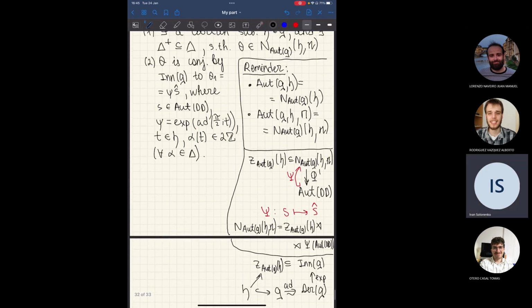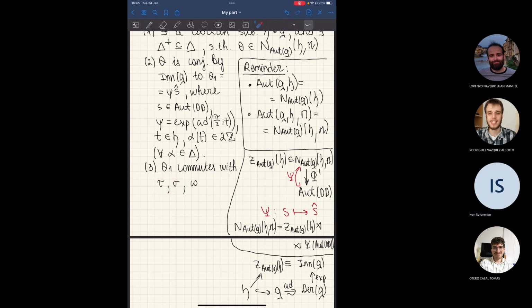And then 3, theta 1 commutes with all structures that we have. It commutes with the compact real structure tau. It commutes with the split real structure sigma, and then commutes with the Weil involution omega, which is just the product of these two. So let me just say that this is compact, this is split, this is Weil. They're defined on our canonical generators because everything is fixed.